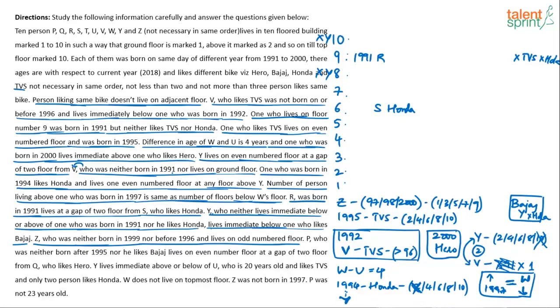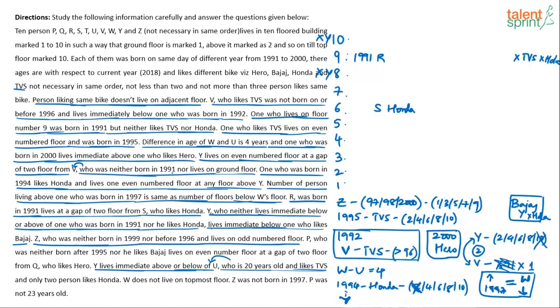This is interesting. I think the maximum usage here is for Y. Many things are given with respect to Y. Y has come here, and here, and here. Three mentions of Y already. So we should focus on finding the floor for Y. That will help a lot of fixations. Bajaj and Y, Y and V, 94 and Y. And again, one more thing about Y: Y lives immediately above or below U, who is 20 years old and likes TVS.